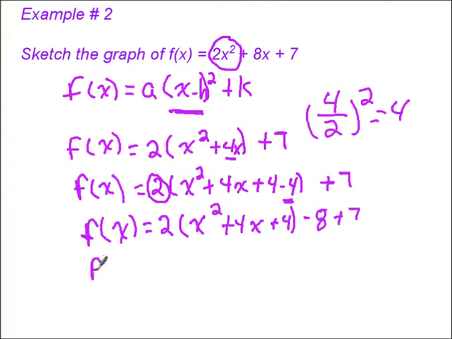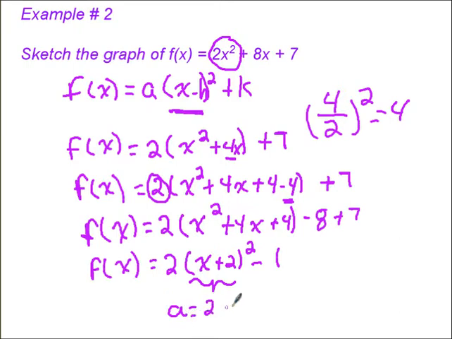Then I can write this as f of x equals 2 times x plus 2 quantity squared minus 1. Alright, this part is the key here. If what you're left with on the inside of your quantity doesn't factor as a perfect square, you have an issue. Alright, so that's the whole idea of completing the square, and so now I have the form I need, where a is 2, h is negative 2, and k is negative 1.